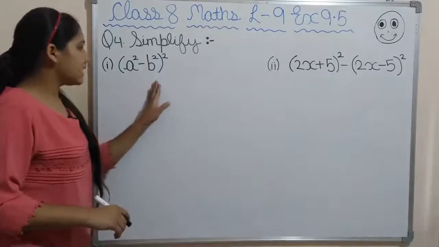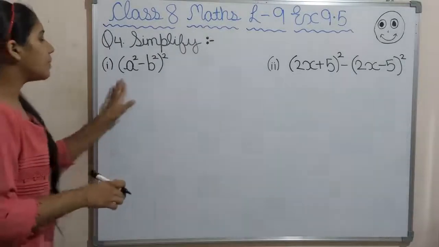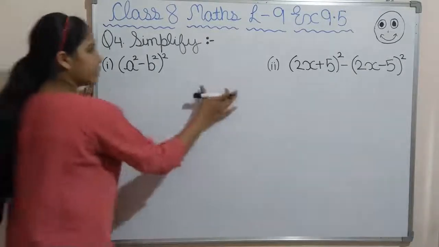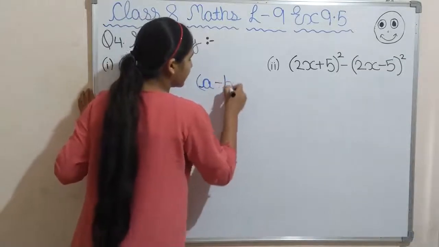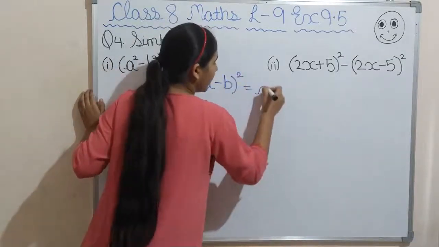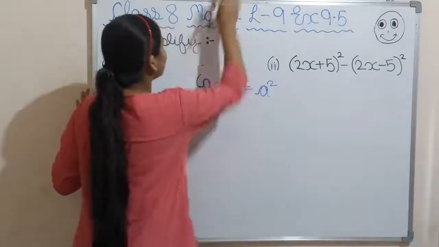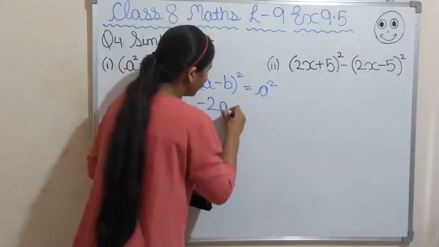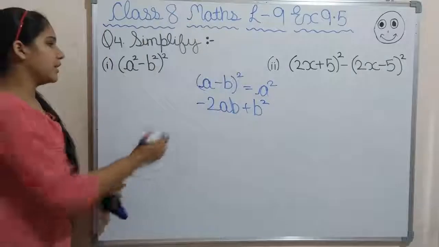(a square minus b square) whole square. So here we have to simplify. Which property are we going to use? Minus sign is there, so I am going to write the property here: (a minus b) whole square is equal to a square minus 2ab plus b square. Okay, so this is the property, so let's use it in this one.